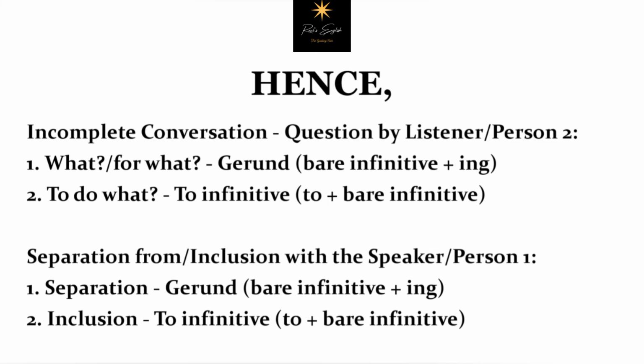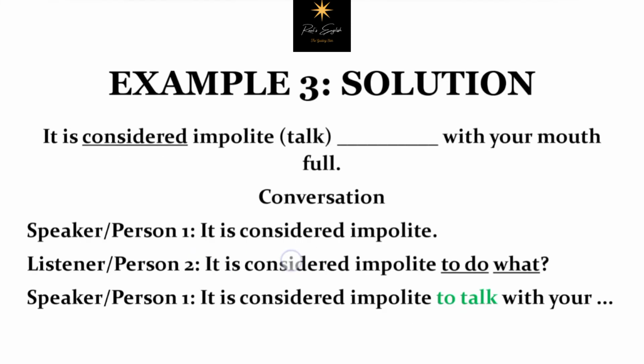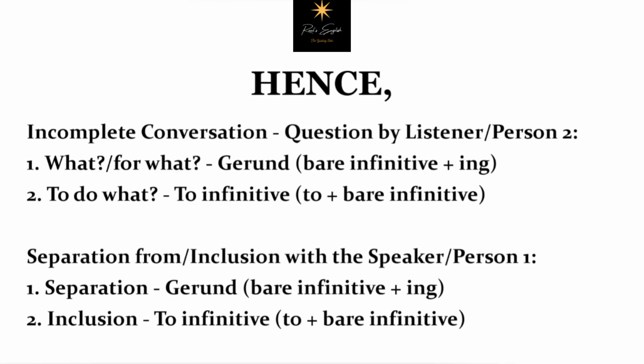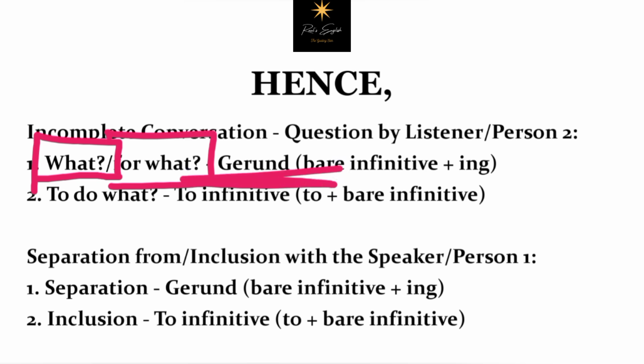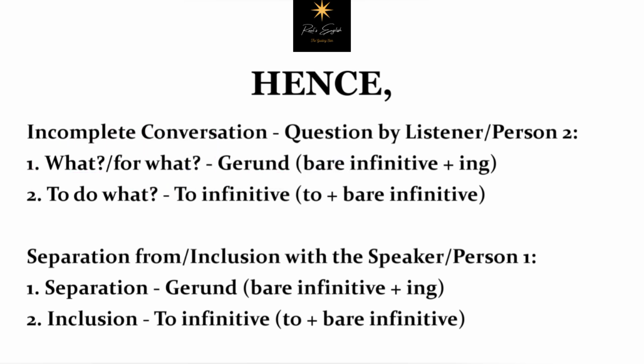Use the same exact sentence like we did. Copy paste it in your mind or in your book, wherever. And then form a second question by the listener or by person number 2 or by the reader. If the question ends in what or for what, you know you have to answer with a gerund. However, if the question ends in to do what, you have to use a to-infinitive.